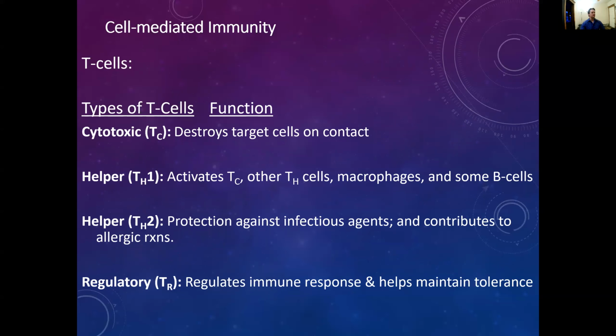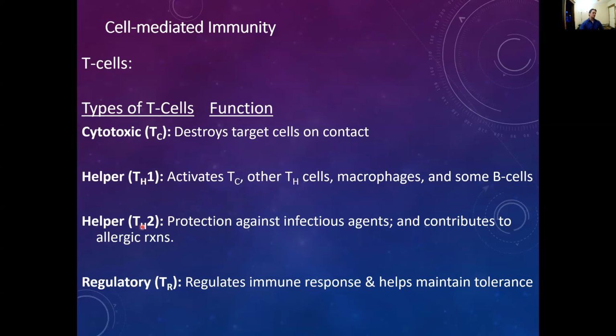First of all, we have cytotoxic or TC cells, and as their name suggests, they destroy target cells on contact. You have helper cells. These are Th1s. They activate your cytotoxic cells or other helper cells, macrophages, and some B cells. Remember in that diagram, we have that diagonal line where your B cells required some helper cells in order to release cytokines. This is their function.